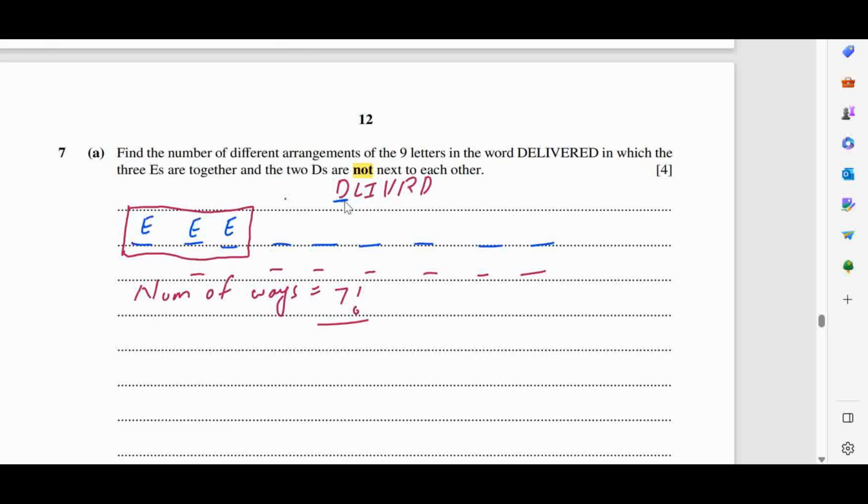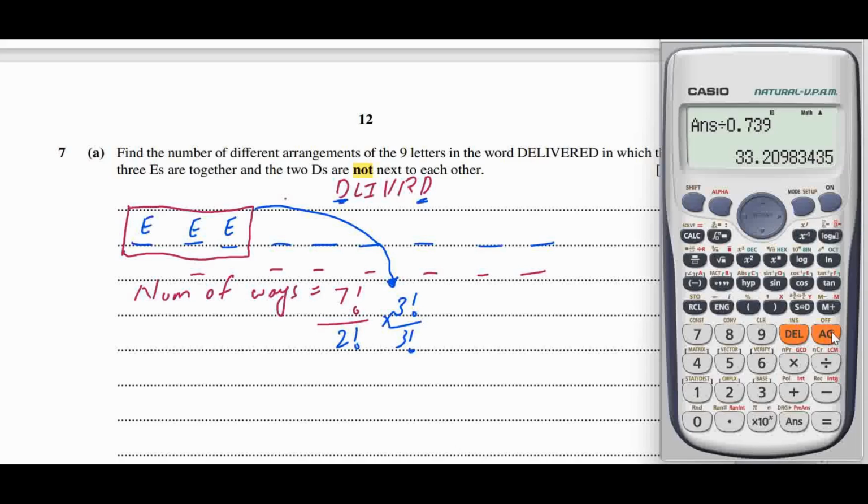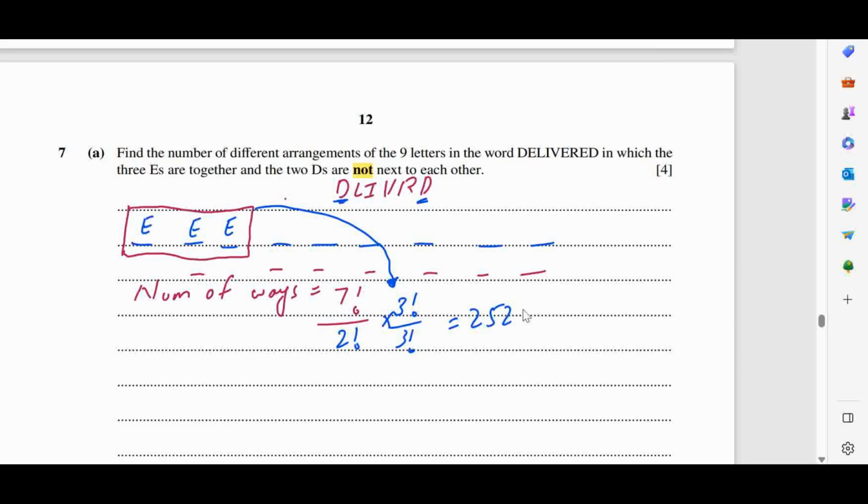So here the repeated letters will be D. So we can write it as 2 factorial multiplied by, now for this box, we have 3 spaces. So 3 factorial. So now repeated letters are 3, so that will be divided by 3 factorial. So the final answer will be 7 factorial divided by 2 factorial, which equals 2520.